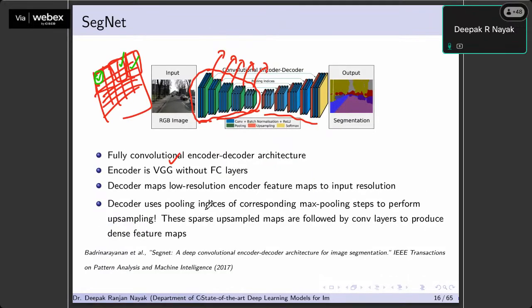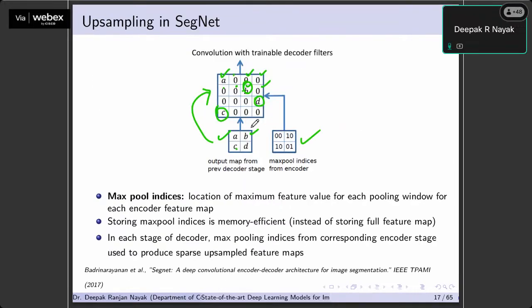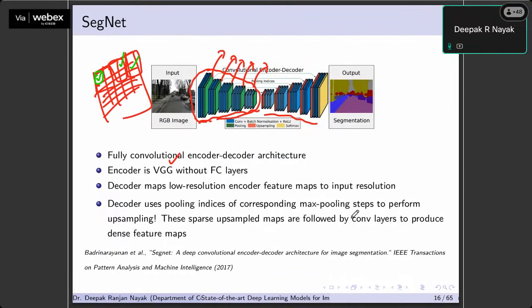So the decoder uses pooling indices of the corresponding max steps to perform upsampling. That is what I discussed. And these sparse upsampled maps, you can see over here, will be passed through some convolutional layers to produce dense feature maps. Very, very important. Why are we using convolutional layers, right? So the same number of convolutional layers, same number of stages in the decoder, similar to the encoder.